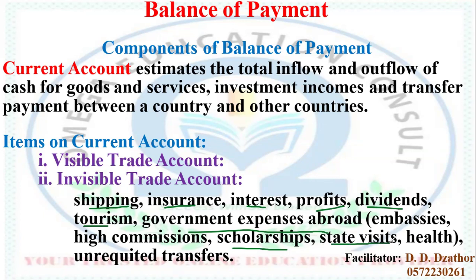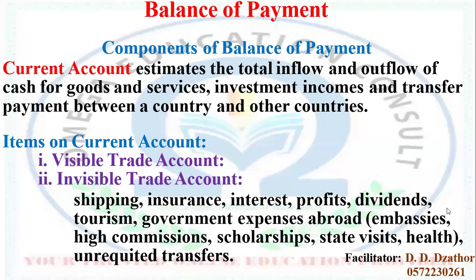We also have state visits. Our presidents also visit other places. Other dignitaries also visit Ghana. We pay money. We also have dignitaries going abroad for health services. We pay for those health services abroad. Now, we also have unrequited transfers. The unrequited transfers are monies that get into the country for no physical item or service given in return. So these are free monies actually. So these are some of the items we consider to be invisible items on the current account.